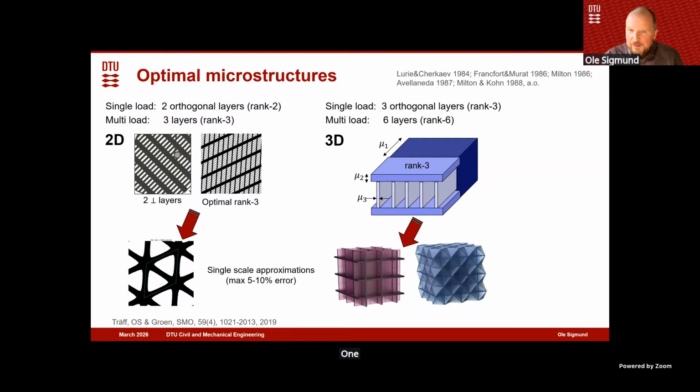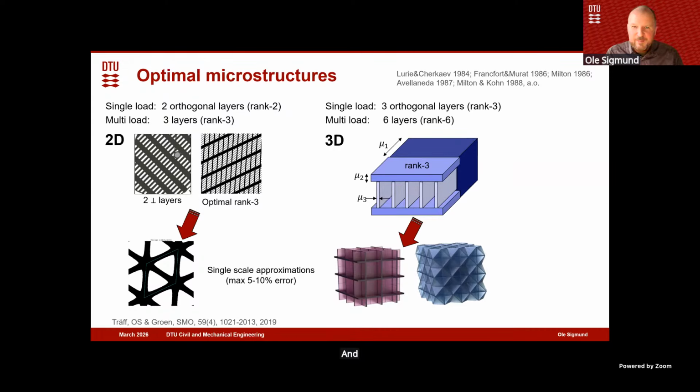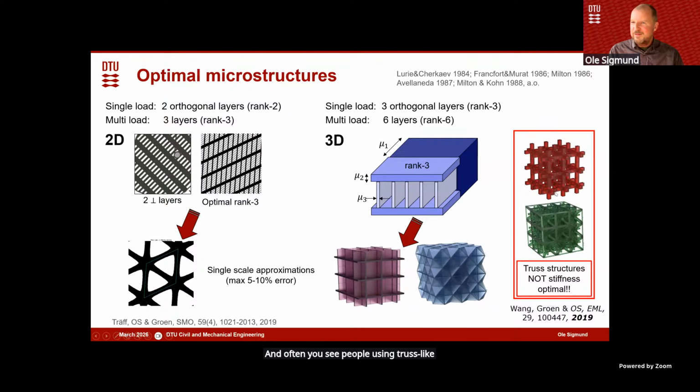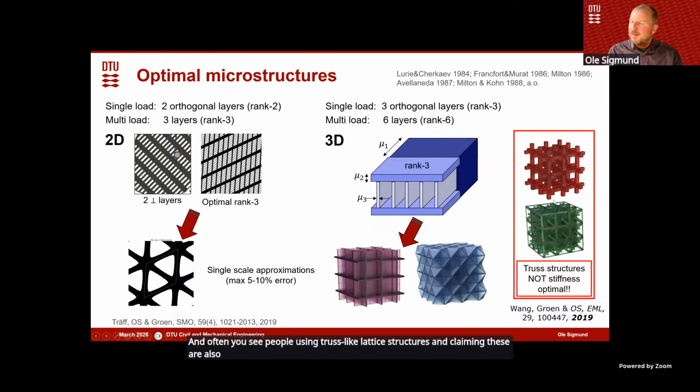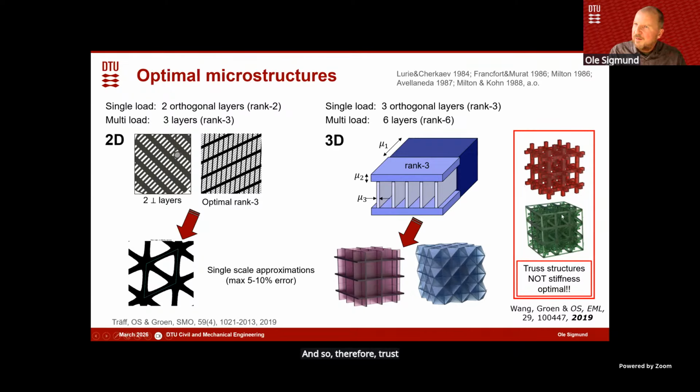One important observation here is that specifically in 3D, the optimal microstructure consists of plates. So it's going to be a closed-walled microstructure, a plate-like lattice structure. And often you see people using truss-like lattice structures and claiming these are also lightweighting. But it's very important to note here that trusses are actually not good for stiffness, because trusses can only take load up in one direction. The plate-like structures can share load between different directions in the same material. And so therefore, truss-like structures are up to a factor of 3 less stiff than the plate-like structure.